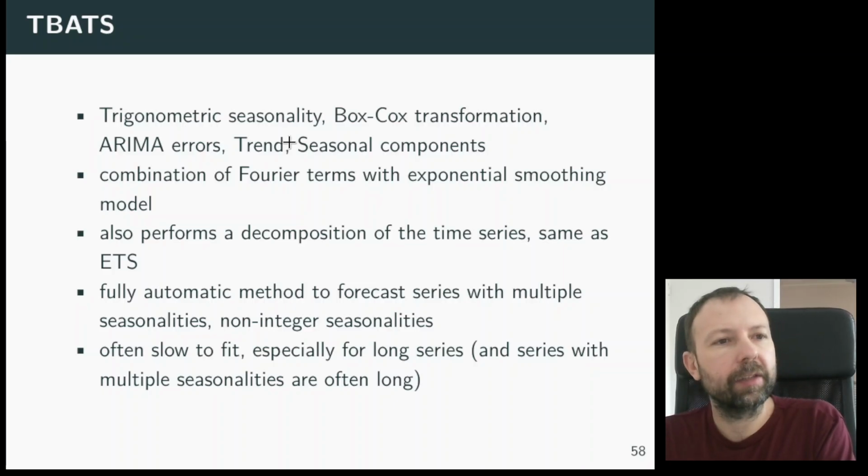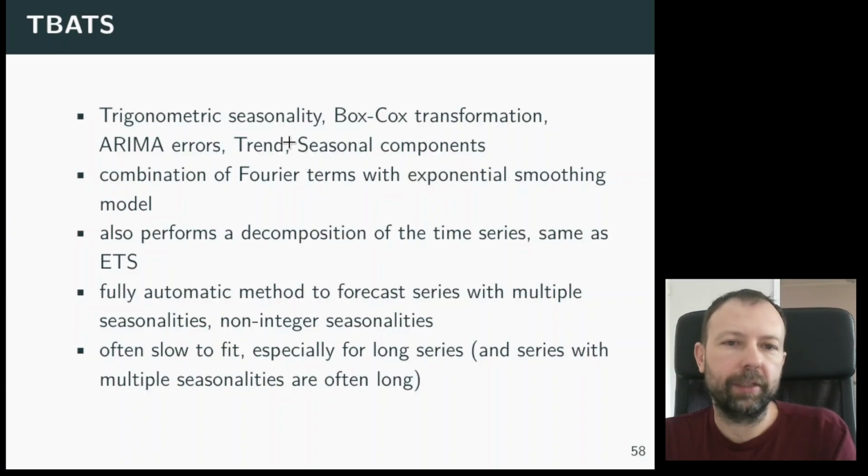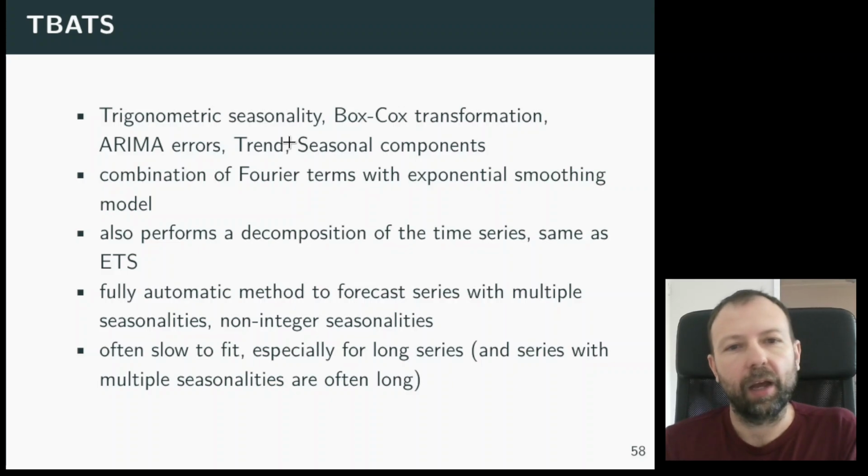Yes, but a year is not exactly 365 days long. So we have an additional day every 4 years. So more correct yearly seasonality would be 365.25. And that's now a non-integer seasonality. TBATS is often really slow to fit, especially for long series, and series with multiple seasonalities tend to be long. So I think it's a great comparison method, but yeah, sometimes a bit slow to fit.